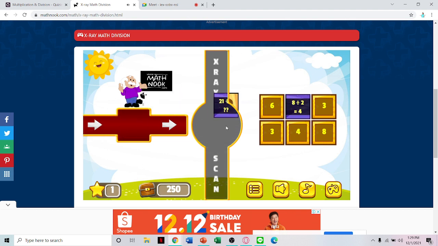Next, 21 divided by 7 is? 3. Yes. 18 divided by 3? 6. 12 divided by 4? 3? 4.